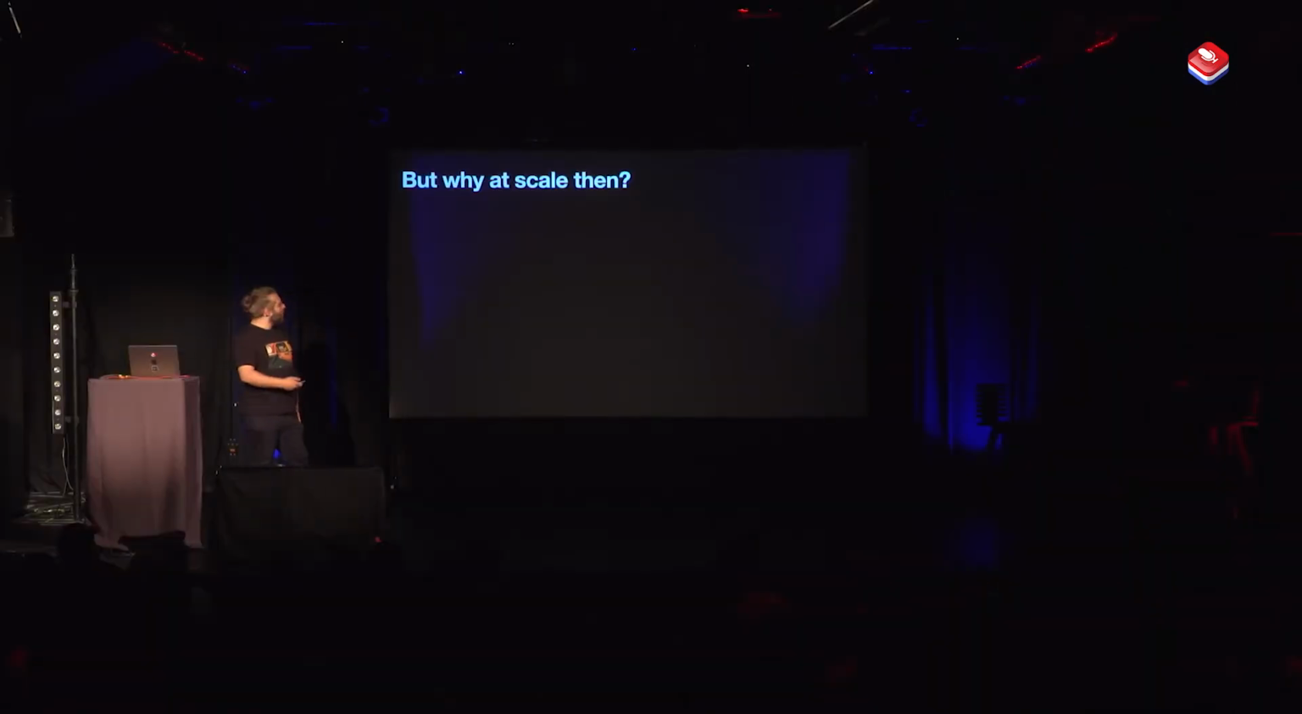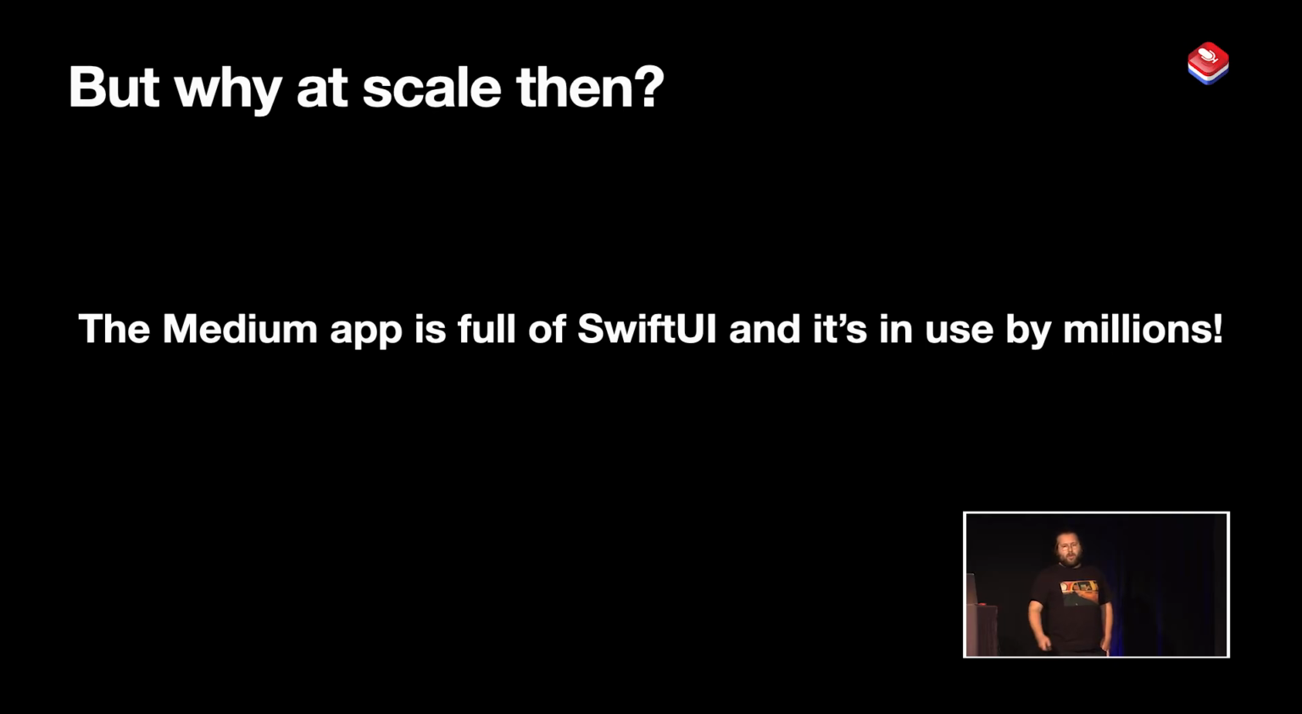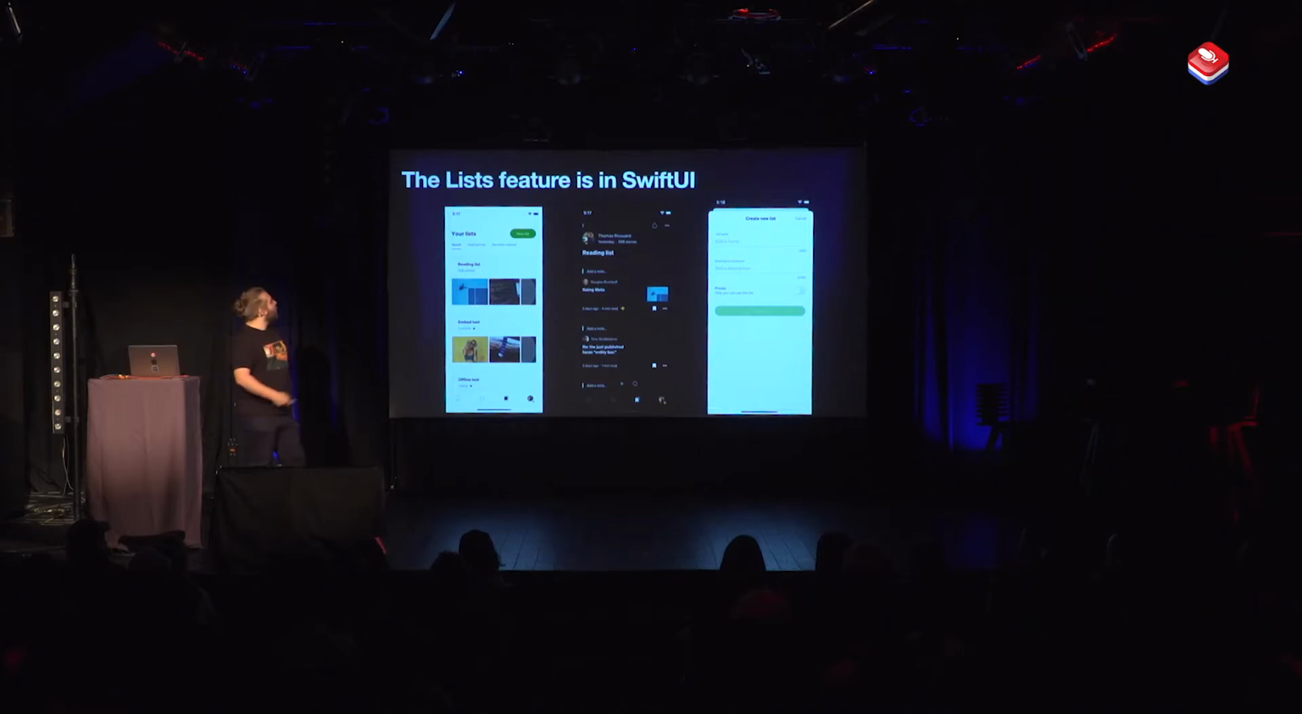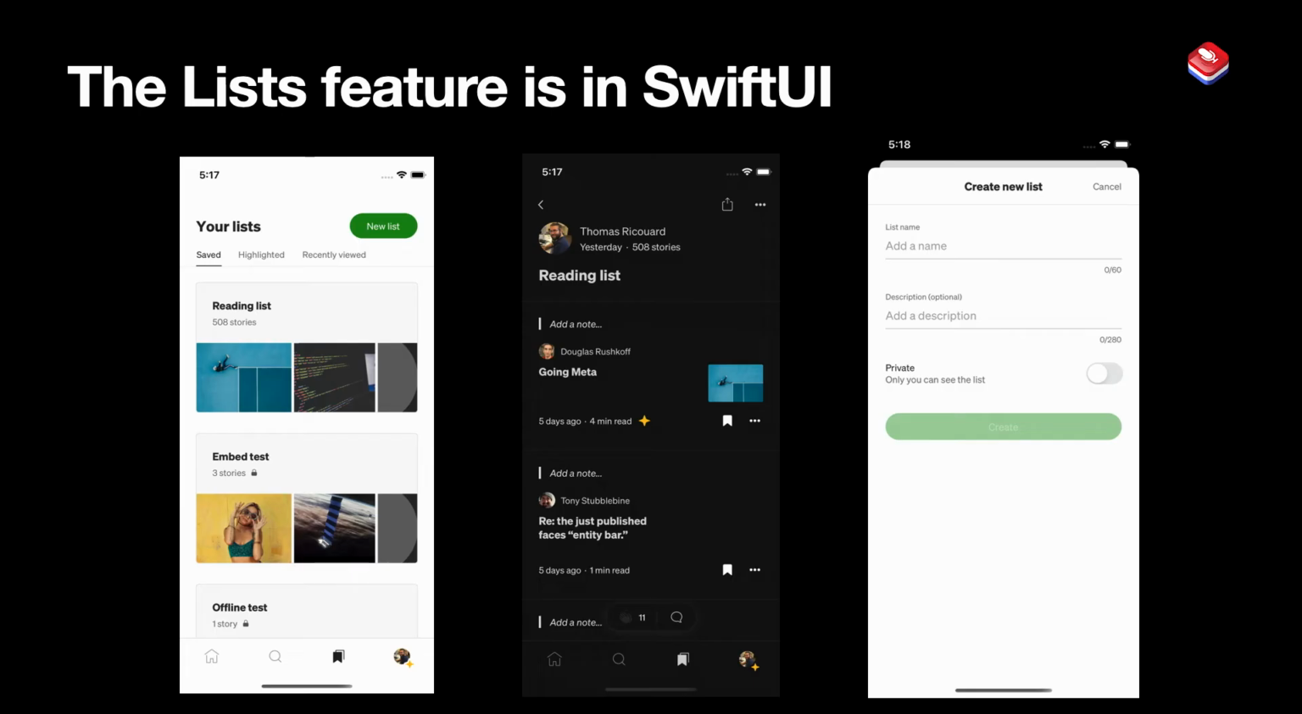Well, what I demonstrated to you with simple lists and stuff like that is what we use in the Medium application. It's full of SwiftUI and used by millions of people. And we actually write a lot of SwiftUI these days. We have a ton of new features in SwiftUI. When Glows got acquired by Medium, we made a new list feature, and it's fully in SwiftUI.